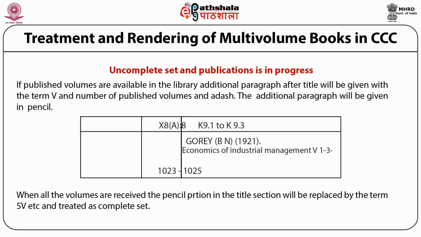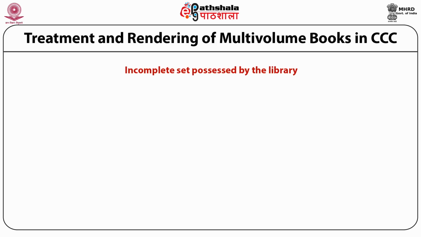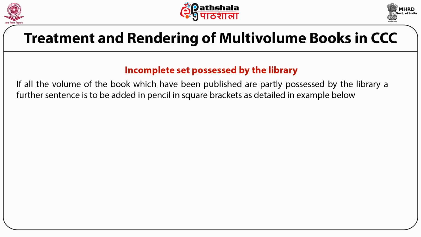So when all the volumes are received, the pencil portion in the title section will be replaced by the term 5B, 7B, etc. and treated as a complete set. Incomplete set purchased by the library. If all the volumes of the book which have been published are partly purchased by the library, a further sentence is to be added in pencil in square brackets as detailed in the example below. This additional section will be added in the title section. It is shown in the following main entry.